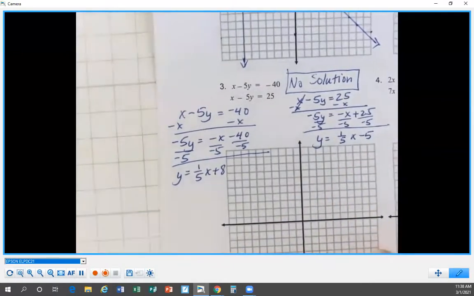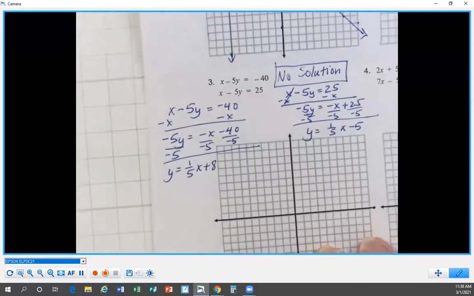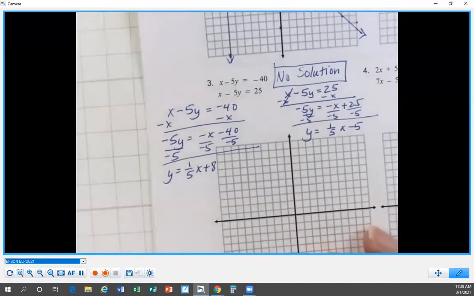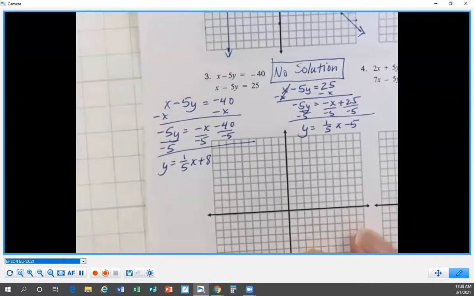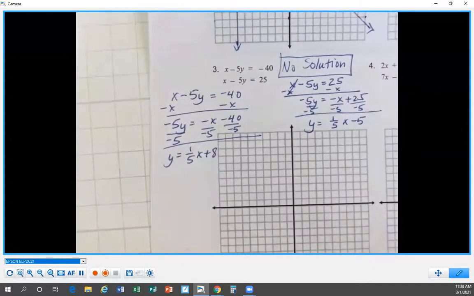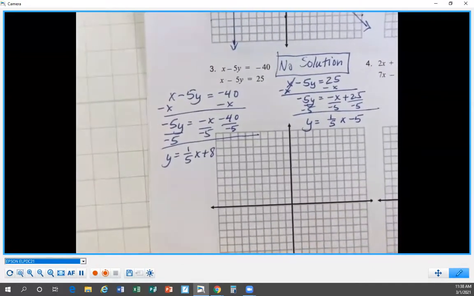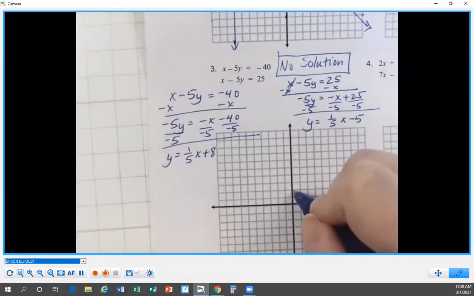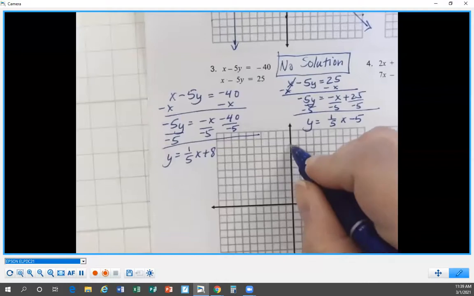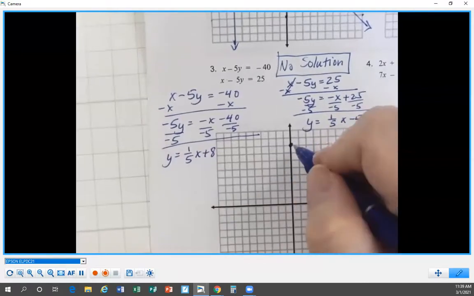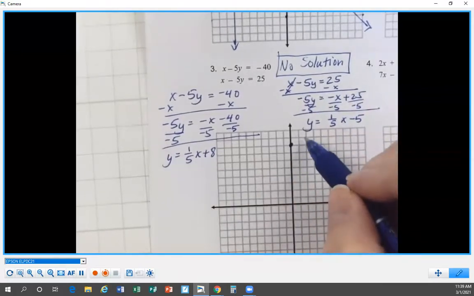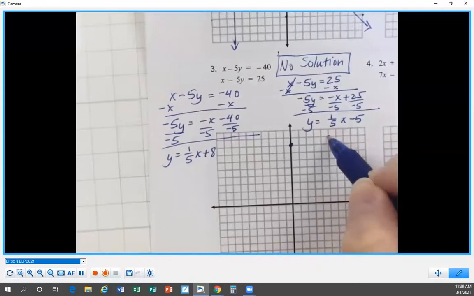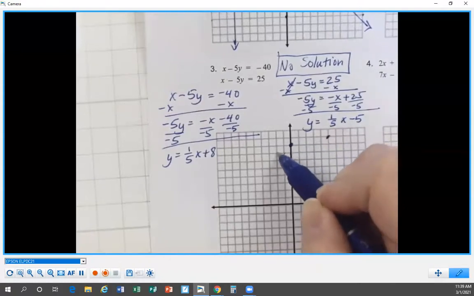So then we see these two lines have the same slope, but a different y-intercept, so we know they're going to be parallel. But again, this is solved by graphing, so we do need to prove it with our graph. So our y-intercept here is positive 8. And our slope is positive 1/5. So up 1, right 5. Down 1, left 5.